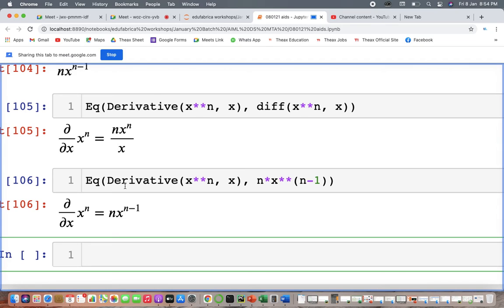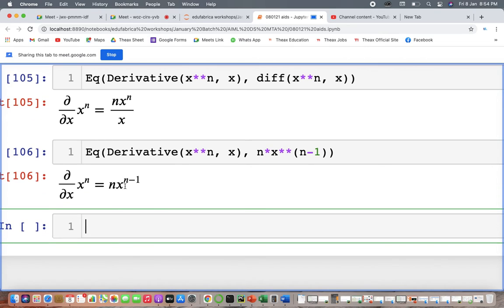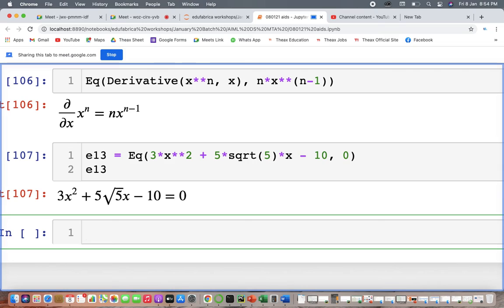Now, solve functions you might know, right? I just said it some minutes before. Let's say this is equation 30, where I'm using 3x squared plus 5 times square root of x minus 10 equals 0. Now, what would be the value of x if we need to solve it? We will just use the solve function and solve equation 30.